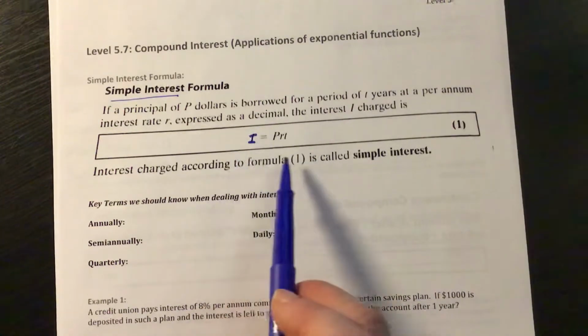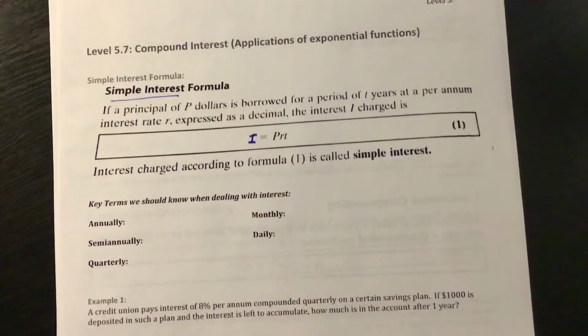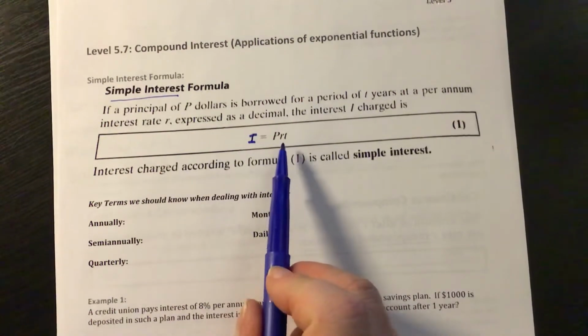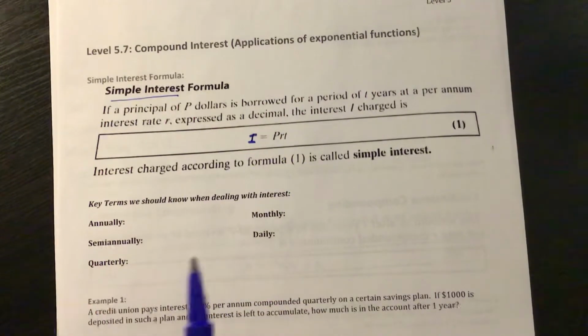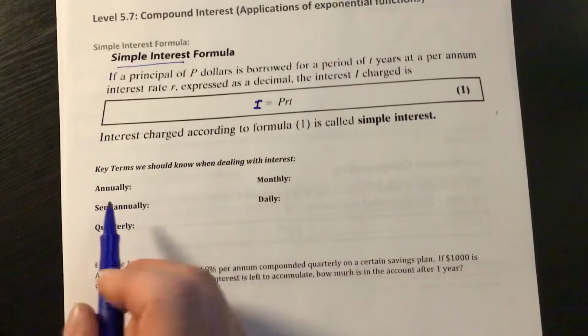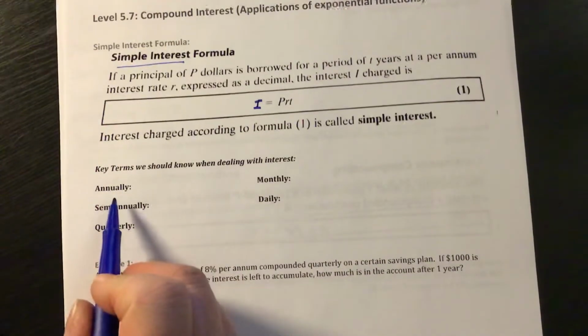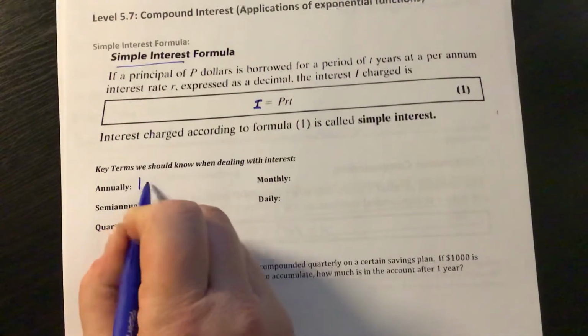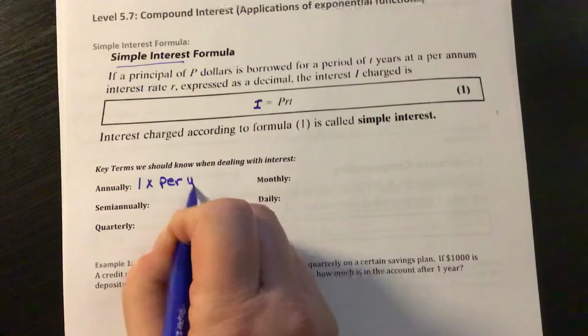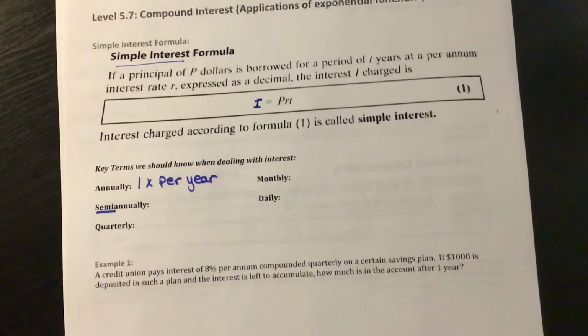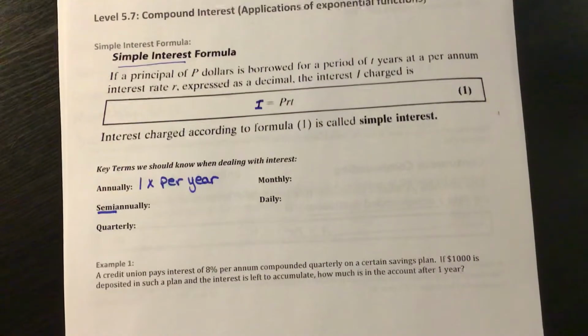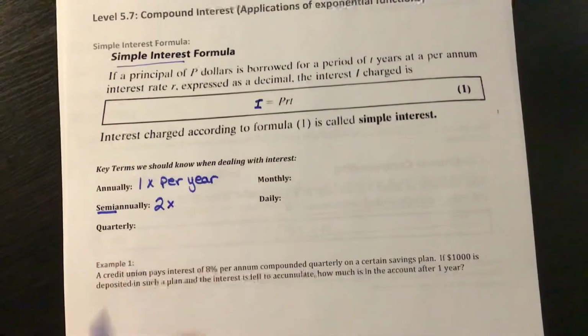when I'm working with simple interest, usually my time is 1 year. So we calculate only one time during the year. And there's some vocabulary here that we should know. If I'm working with interest or finding interest annually, that just means one time per year. But if I'm working with an investment and it's going to calculate the interest semi-annually, that means 2 times per year.